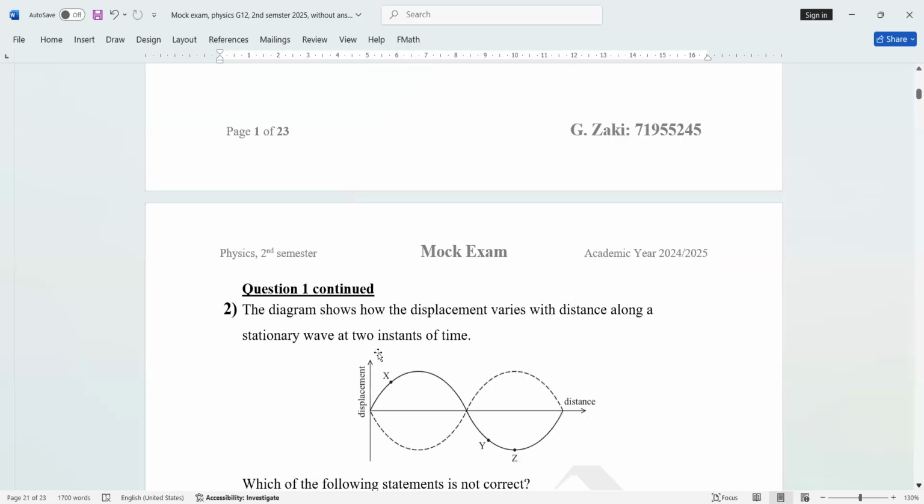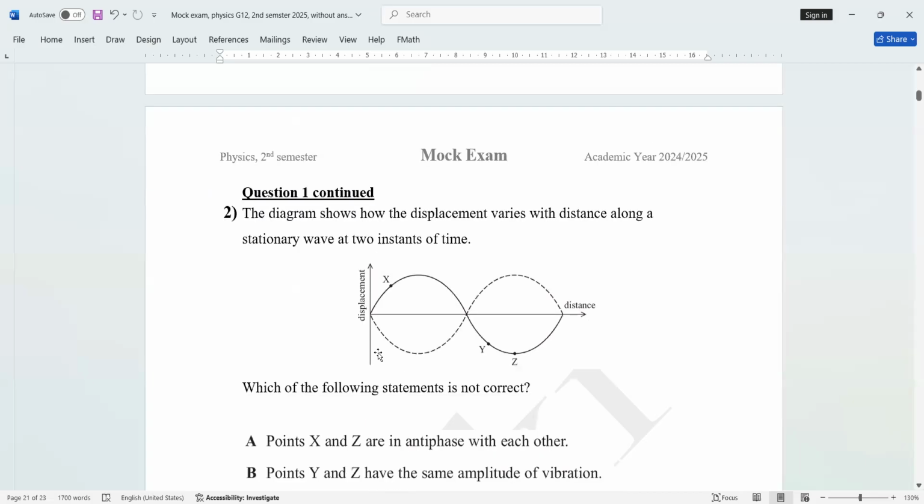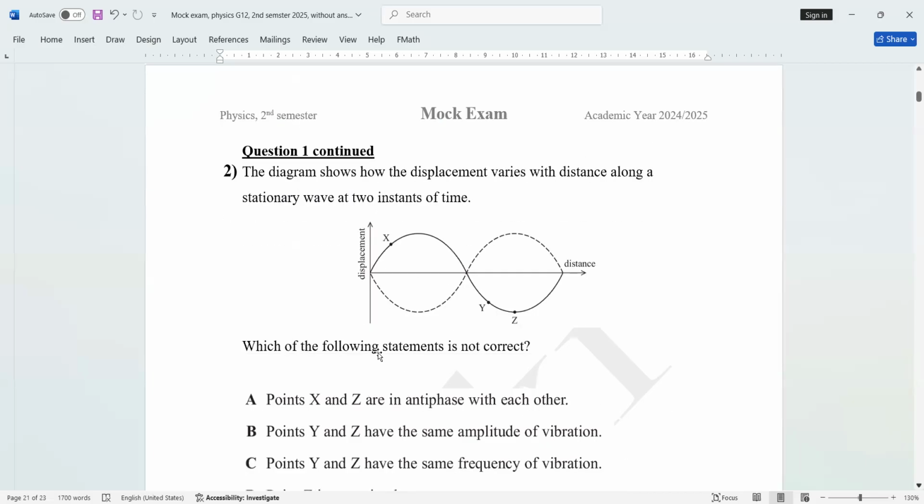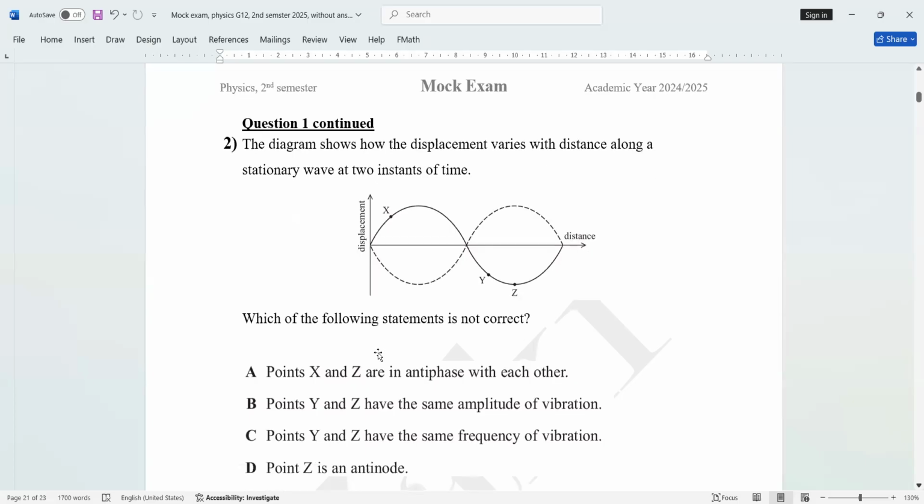The diagram here shows displacement versus distance along a stationary wave. Which of the following statements is not correct? Actually, the not correct one is: Y and Z have the same amplitude. This is wrong. Y and Z have different amplitudes. So this is not correct. Now, next.